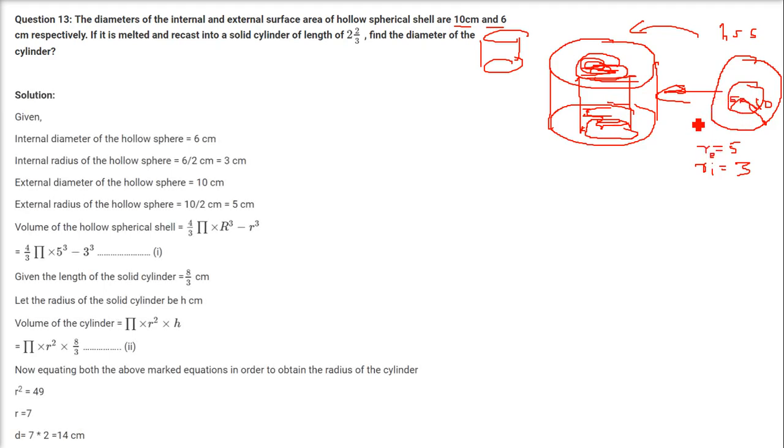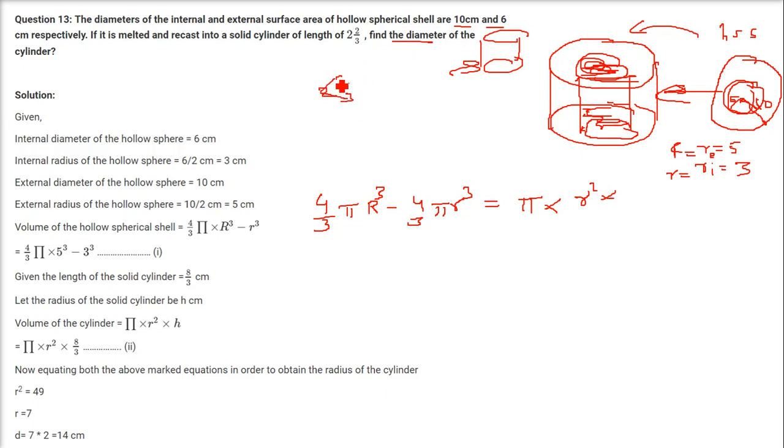Okay. So what is the volume of the sphere? Volume of sphere is 4 by 3 pi capital R cube. Let me write this as capital R and this as small r. R cube minus the internal one, 4 by 3 pi small r cube, and this is going to be equal to the volume of this solid cylinder, which is pi r square h. So pi into r square, because the radius has to be found out, and height is 2 by 3. What is 2 by 3? 3 to the 6, 6 plus 2 is 8, so it is 8 by 3.